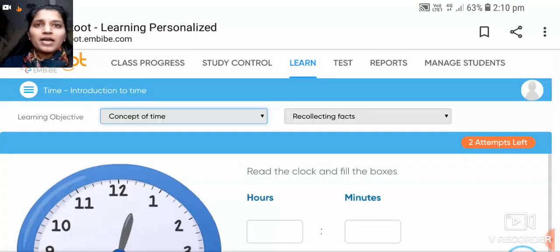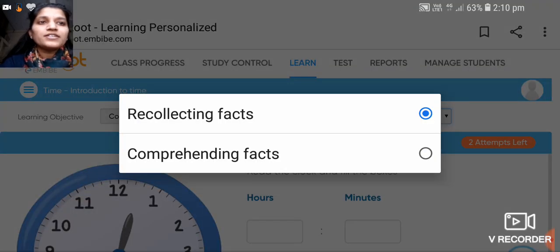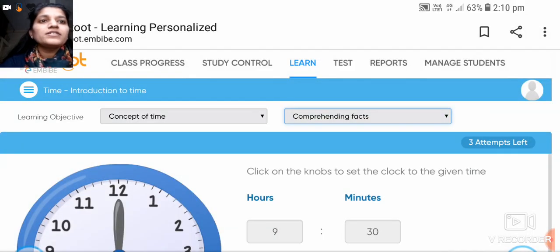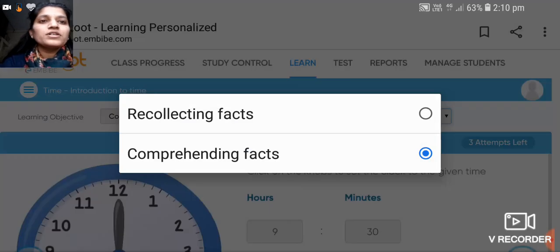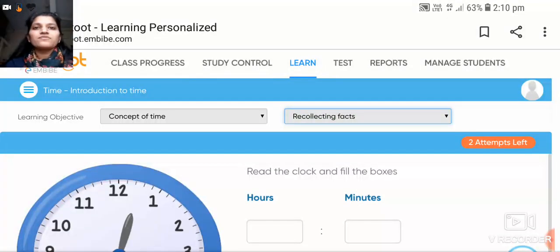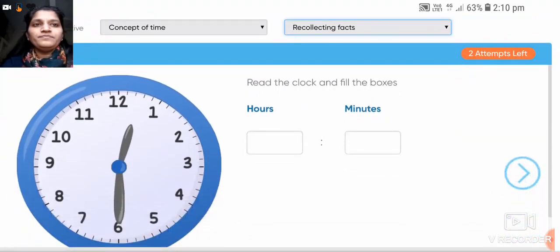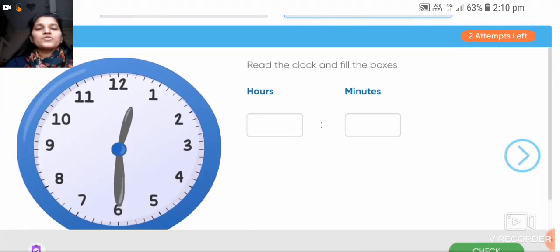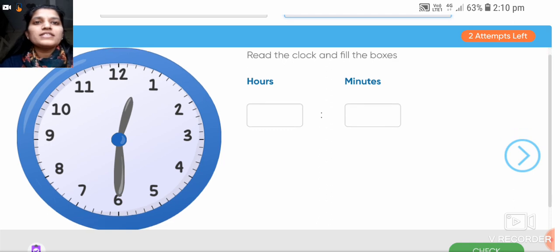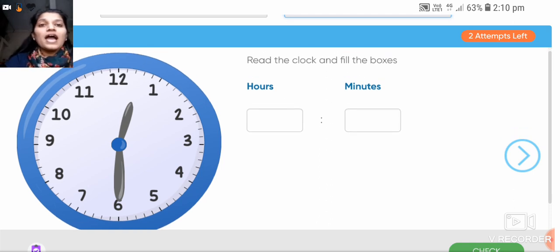So first, the concept of time we are going to see. After that, recollecting facts and comprehending facts. First of all, we are going to solve some examples from recollecting facts. So students, here we can see there is a clock on the screen, and we have to recognize the time, that is, which time has been shown in the clock.